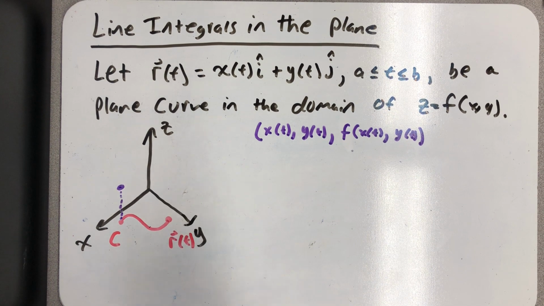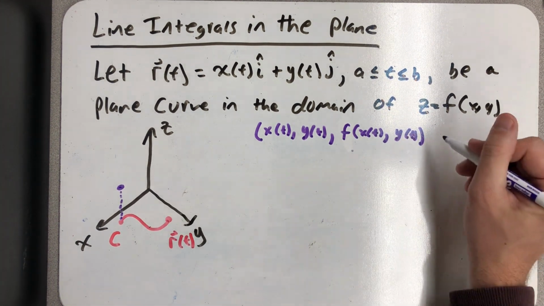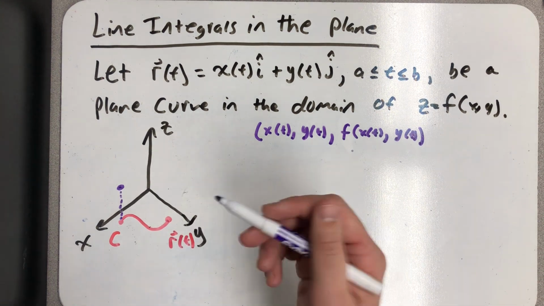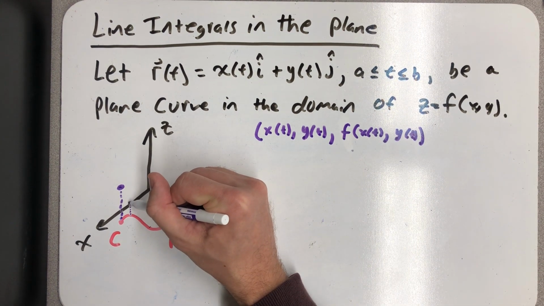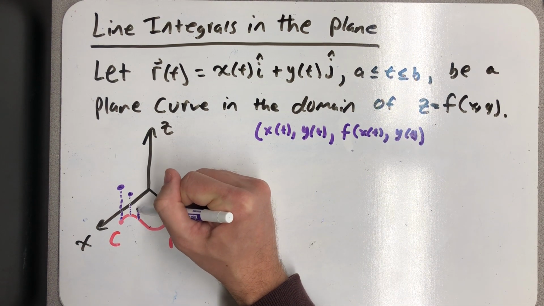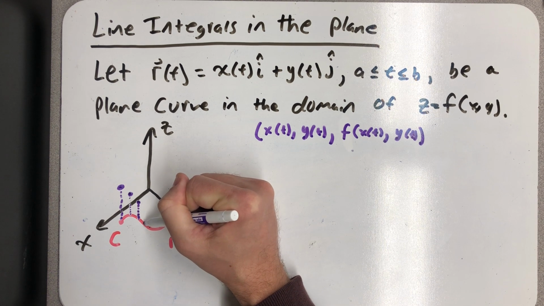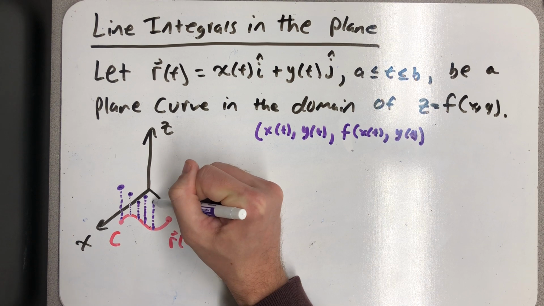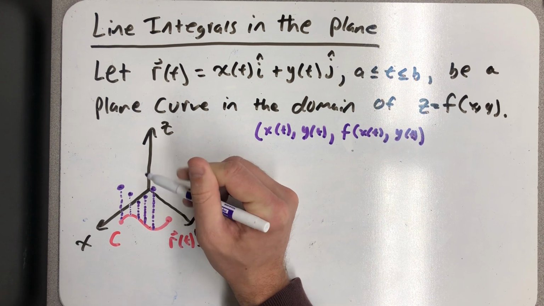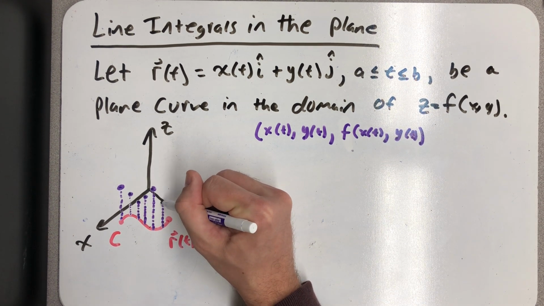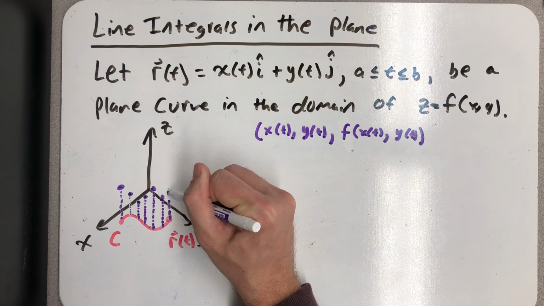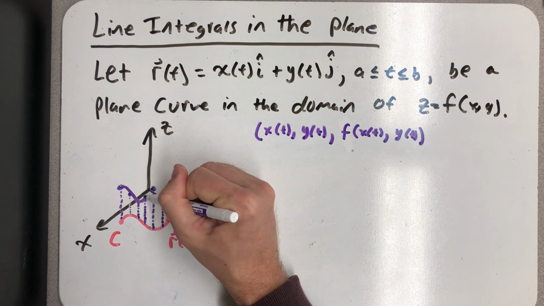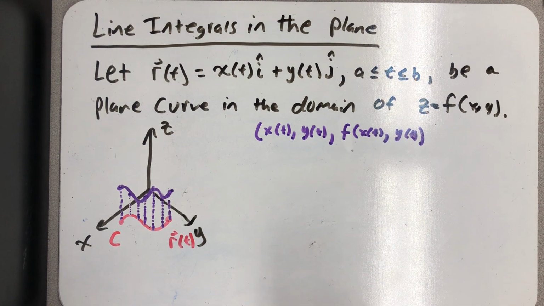So maybe I plug that point in, and then this function tells me to plot a point at that height. And so I could imagine doing that for every point. So I'm going to draw a curve in space to represent what happens when I think about plugging in the points on the curve to this vector function. And so I'd get a curve in space, kind of like a roller coaster.